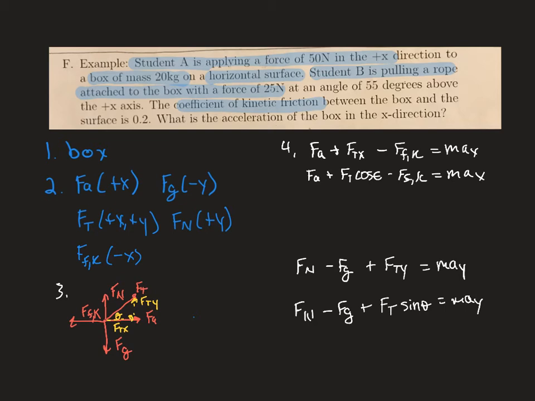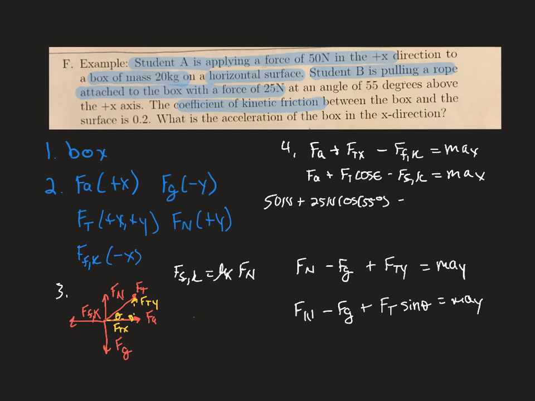So let's start with our x direction equation. Okay, so we have force applied, that's given in the problem, so we're going to say 50 newtons. Force due to tension is 25 newtons, also given in the problem, and we know the angle, so we can sub that in as well. We don't know what the force due to friction is. Alright, so we're going to have to do something else to find the force due to friction. So we know that the force due to friction, kinetic, is equal to the coefficient of kinetic friction times the force normal. We're given the coefficient in the problem, so if we find the force normal, we can use this equation to find the force due to friction.